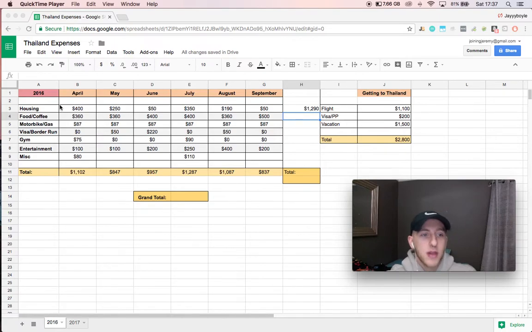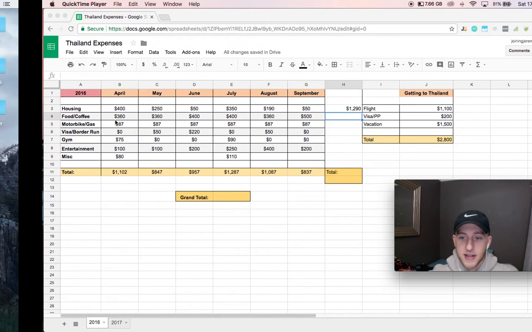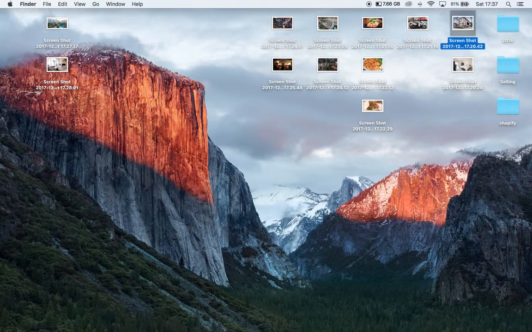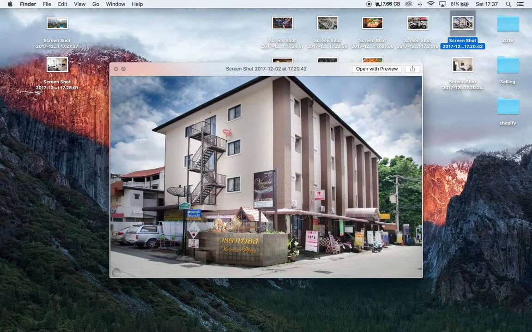I assumed, let me show you guys the place that I stayed in real quick. So this is the outside of the building. It's called Virata Place. It was in Hoi Khao, which is a popular area for expats and digital nomads to stay at. So it was a really nice area.